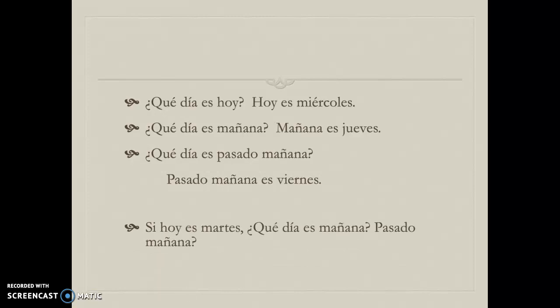Si hoy es martes, ¿qué día es mañana? ¿Y qué día es pasado mañana? So if today is Tuesday, what day is tomorrow? And what day is the day after tomorrow? So your response will be, mañana es miércoles and pasado mañana es jueves.